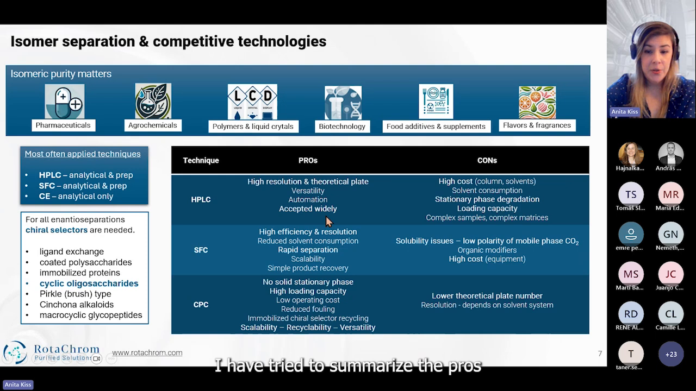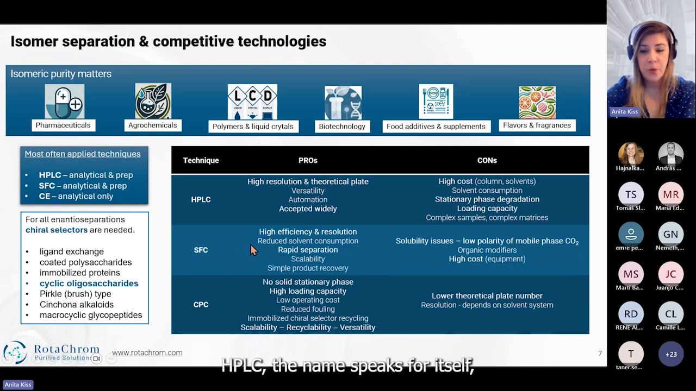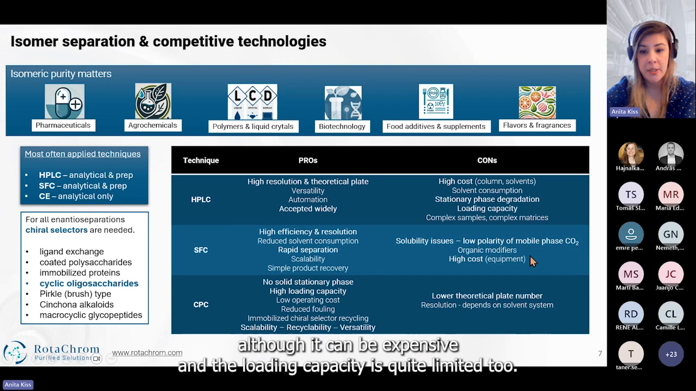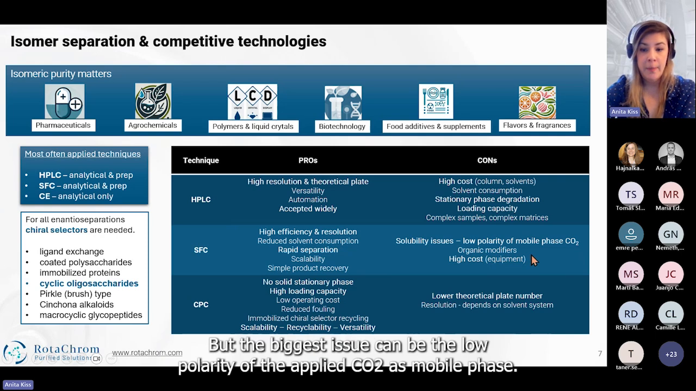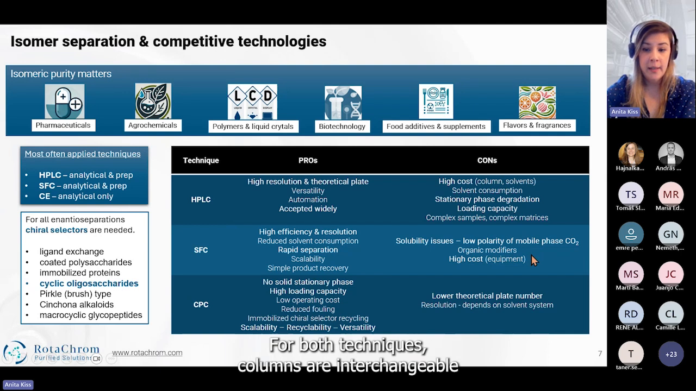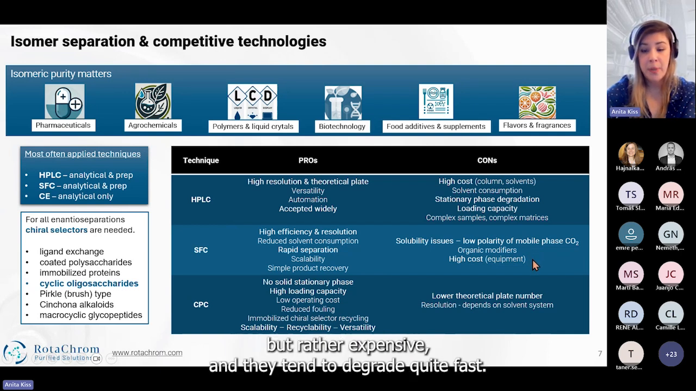I've tried to summarize the pros and cons of applying HPLC or SFC or CPC in this table here. HPLC, the name speaks for itself, offers high resolution and theoretical plate, although it can be expensive and the loading capacity is quite limited too. SFC quickly delivers high efficiency and resolution, but the biggest issue can be the low polarity of the applied CO2 as mobile phase. For both techniques, columns are interchangeable but rather expensive, and they tend to degrade quite fast.